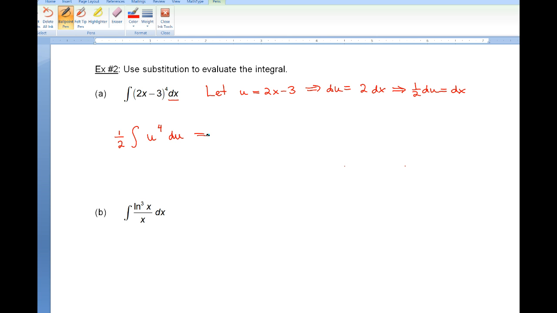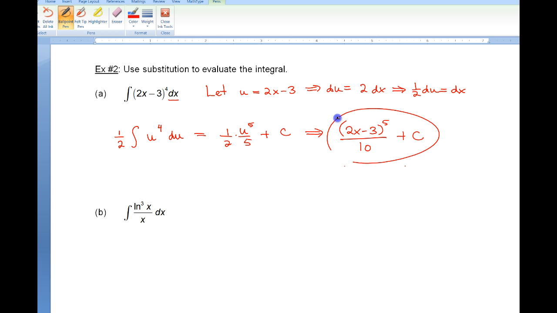So it's going to become 1/2 u to the 5th over 5 dx, and then plus c. Remember, we don't need any of the du or the dx anymore, because once we integrate, we don't need the elongated s and we don't need the du or the dx. So this means, what do we have? (2x minus 3) to the 5th over 10 plus c.